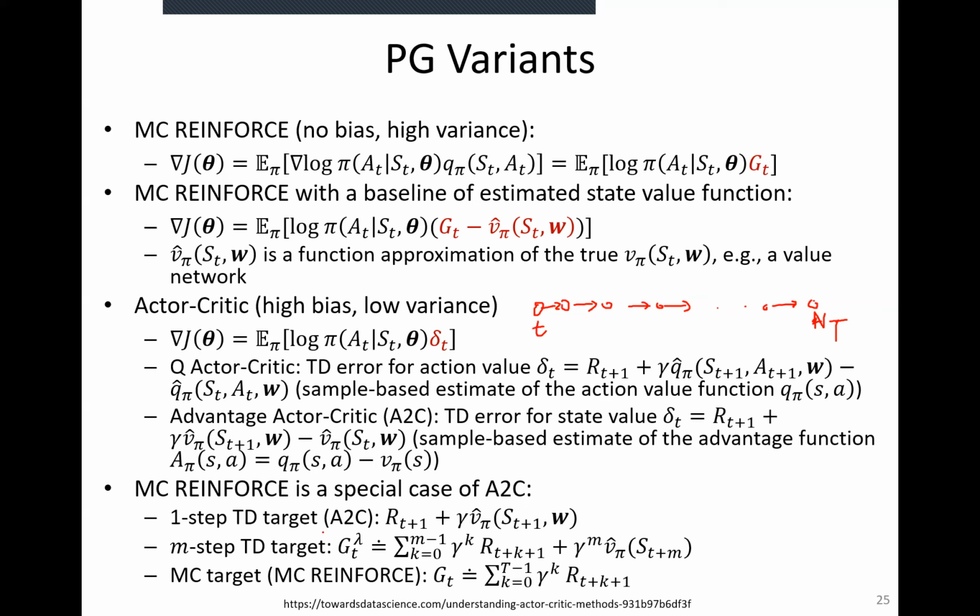For the one step TD, you're looking one step to T plus 1 to get your TD target, and then subtract the current estimate to get the TD error. But you can do a multi-step TD target where you add up the reward of M steps. So you look at M steps, and then you add this V pi at T plus M.